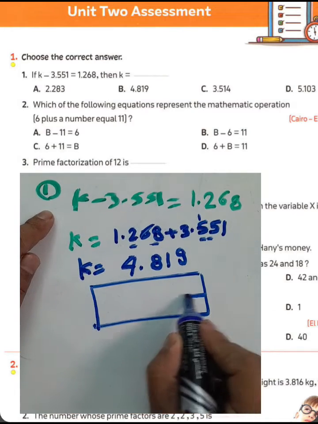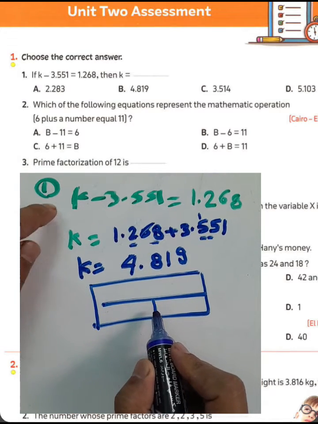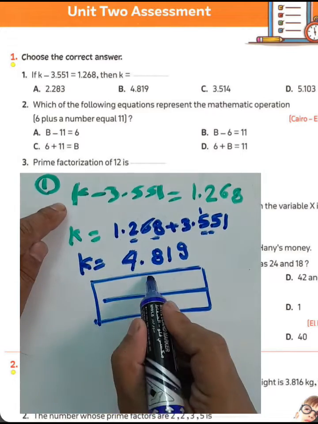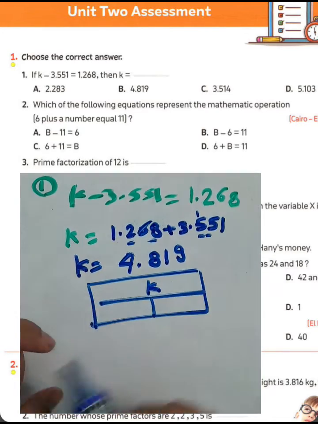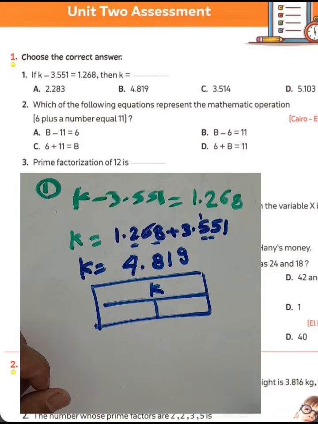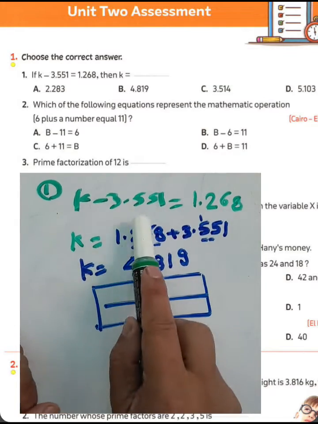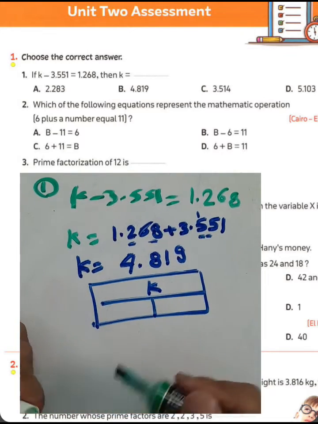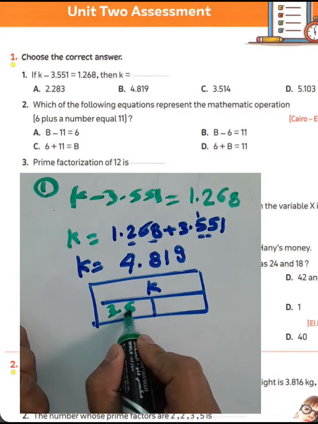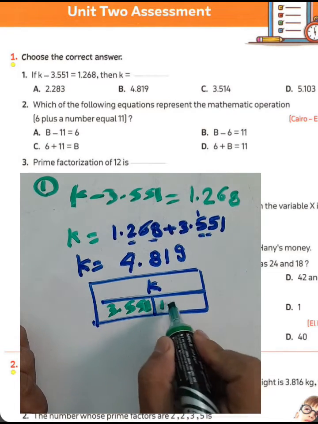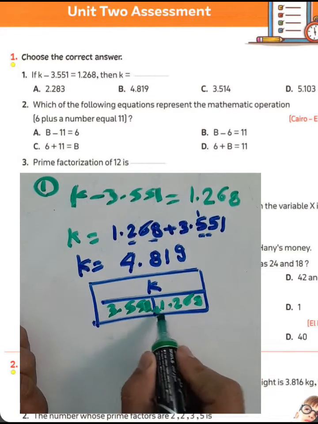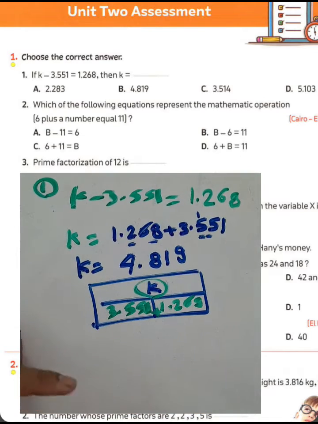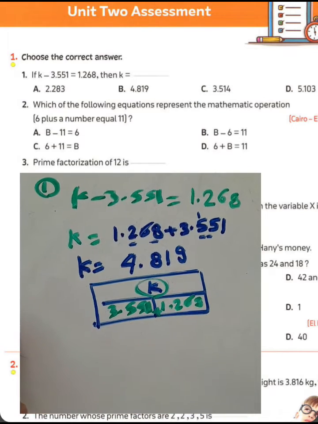Okay, or you can solve this example by using the models here. Draw the models and write k in the top here. We called it the minuend here in the top, and the difference between two numbers down, and the subtrahend behind it, to add them. 3.551 and 1.268, and add them here to find the unknown variable k.